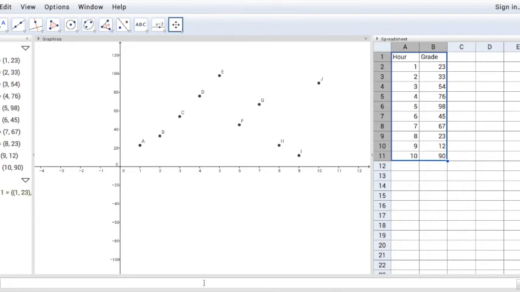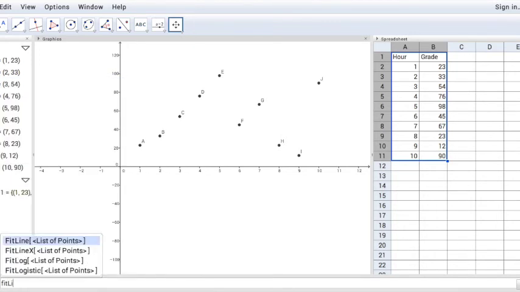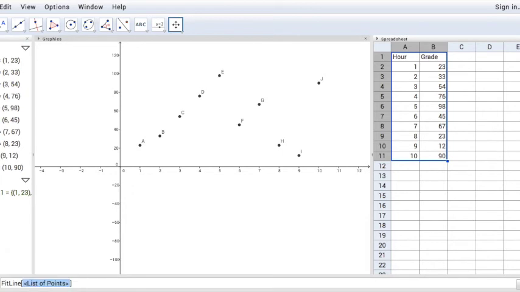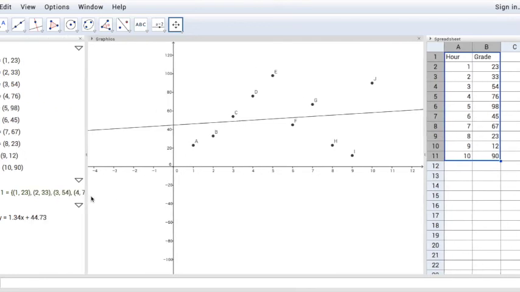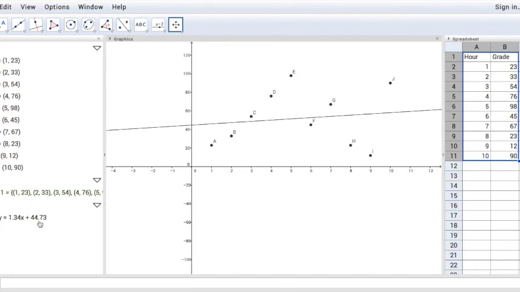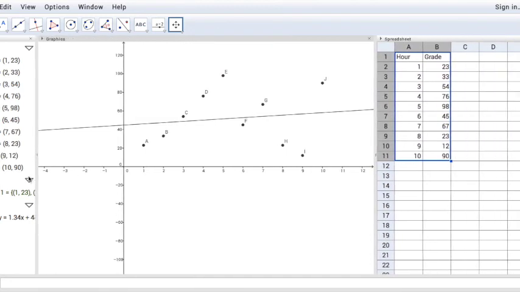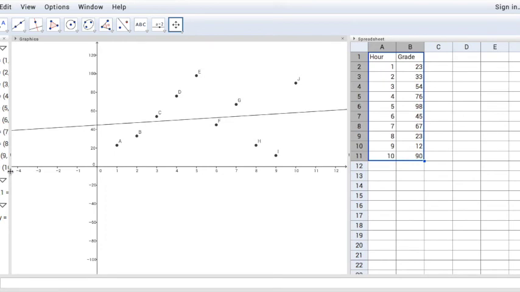Now in the input window, fit line, list 1. If you click on that, then we can see the line. Then the line equation, the linear regression equation, is y equals 1.34x plus 44.73. So this is your A value and B value.